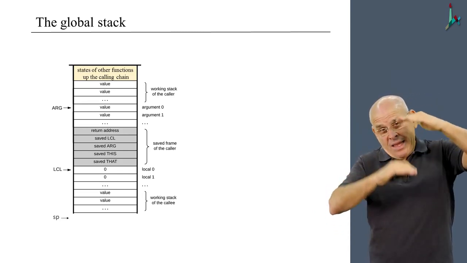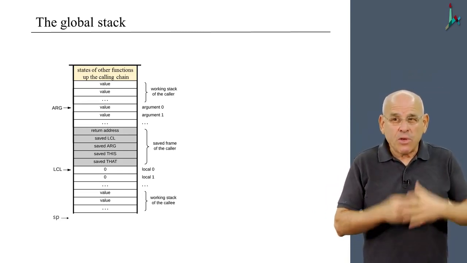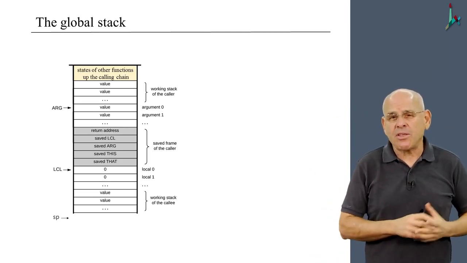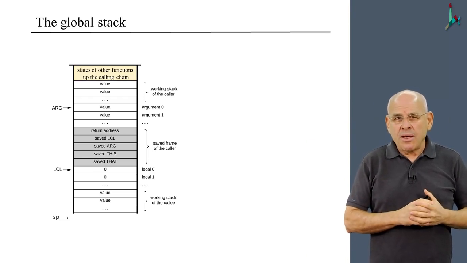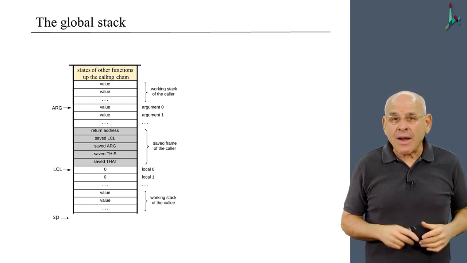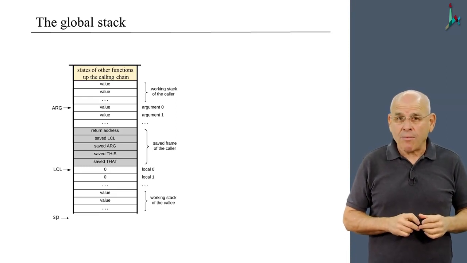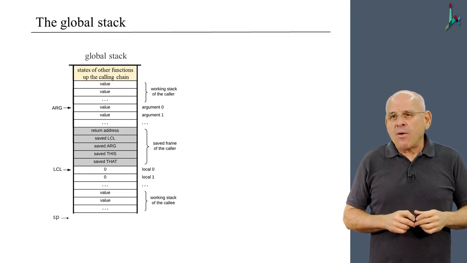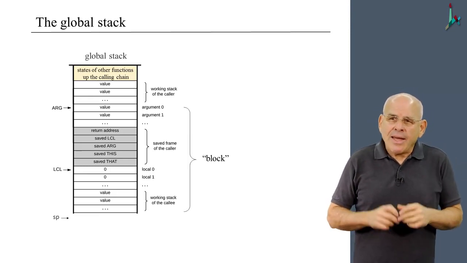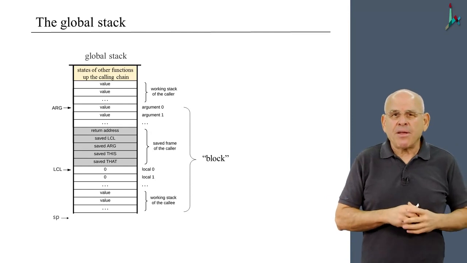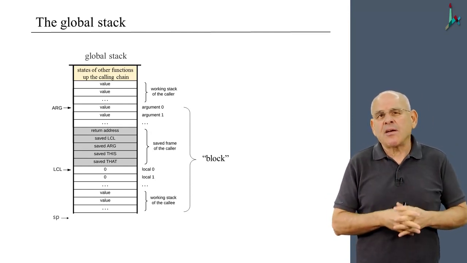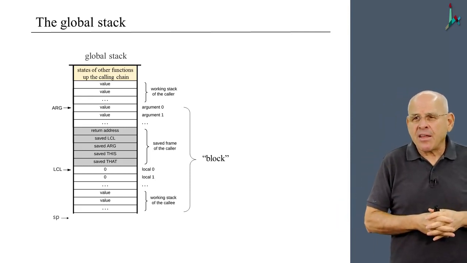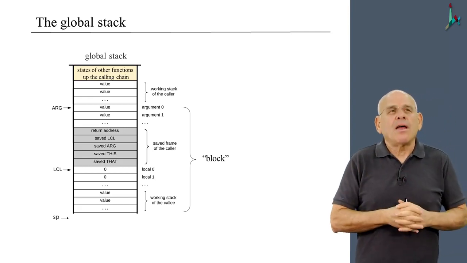So we get a very large stack, which we call the global stack, that contains everything and contains all the information which we need in order to implement and service the runtime of this program, not only the current function, but the entire program. Now, I can refer to some subset of this global stack using the term block, which I just made up. And notice what the block contains.